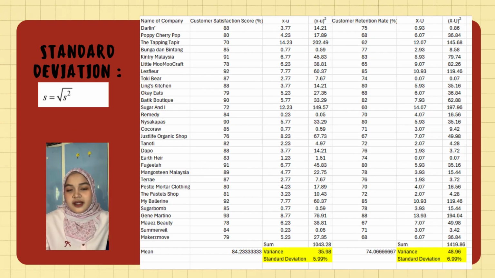and for customer retention rate, I get 48.96%. The standard deviation is easier to find because once we have the variance, it is the square root of the variance. So in this formula, I use sigma. I need the square root, and inside that, I have the formula for the variance. So for customer satisfaction score, I get 5.99% of standard deviation and 6.99% for customer retention rate. Since the standard deviation for retention is greater, this tells us that retention scores are more spread out, or in other words, more variable.